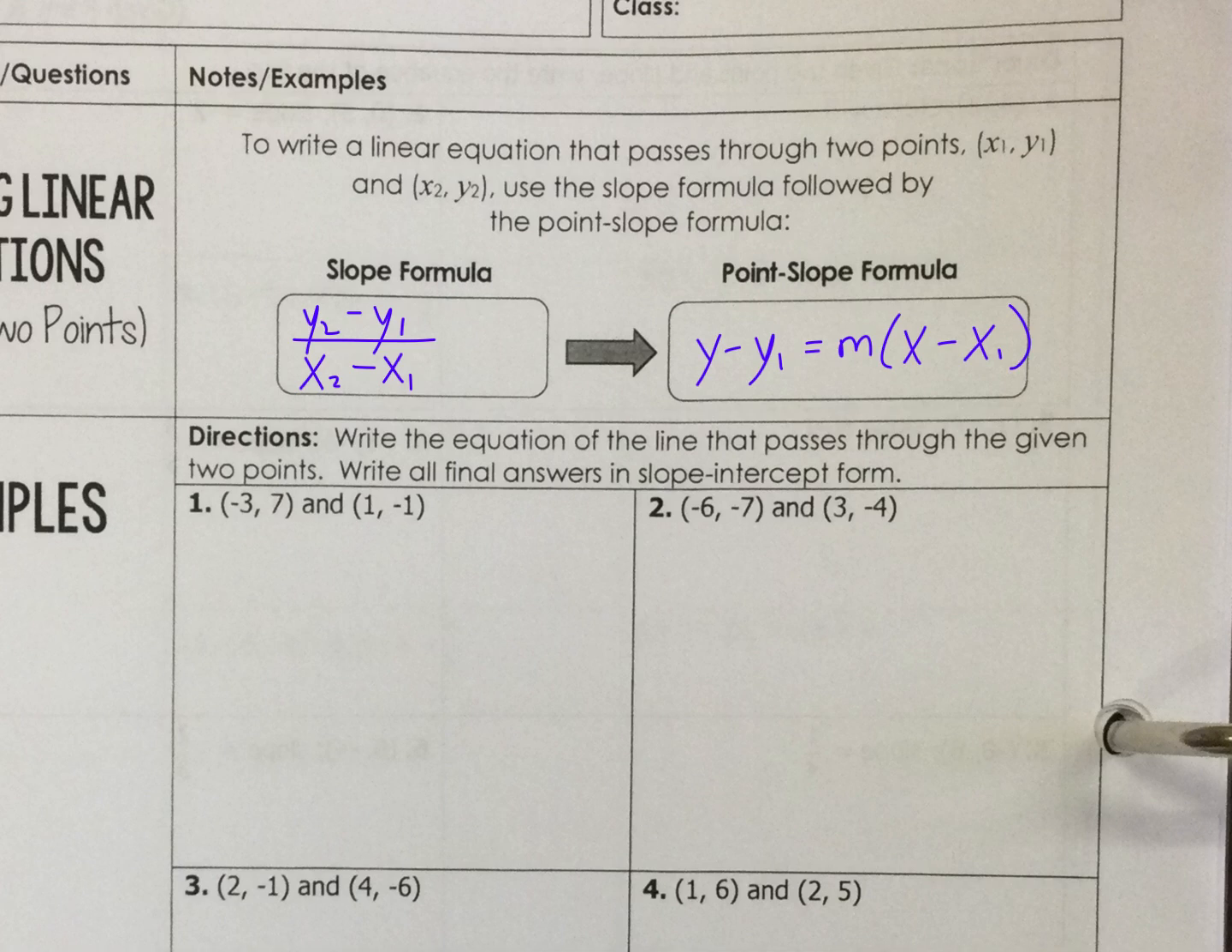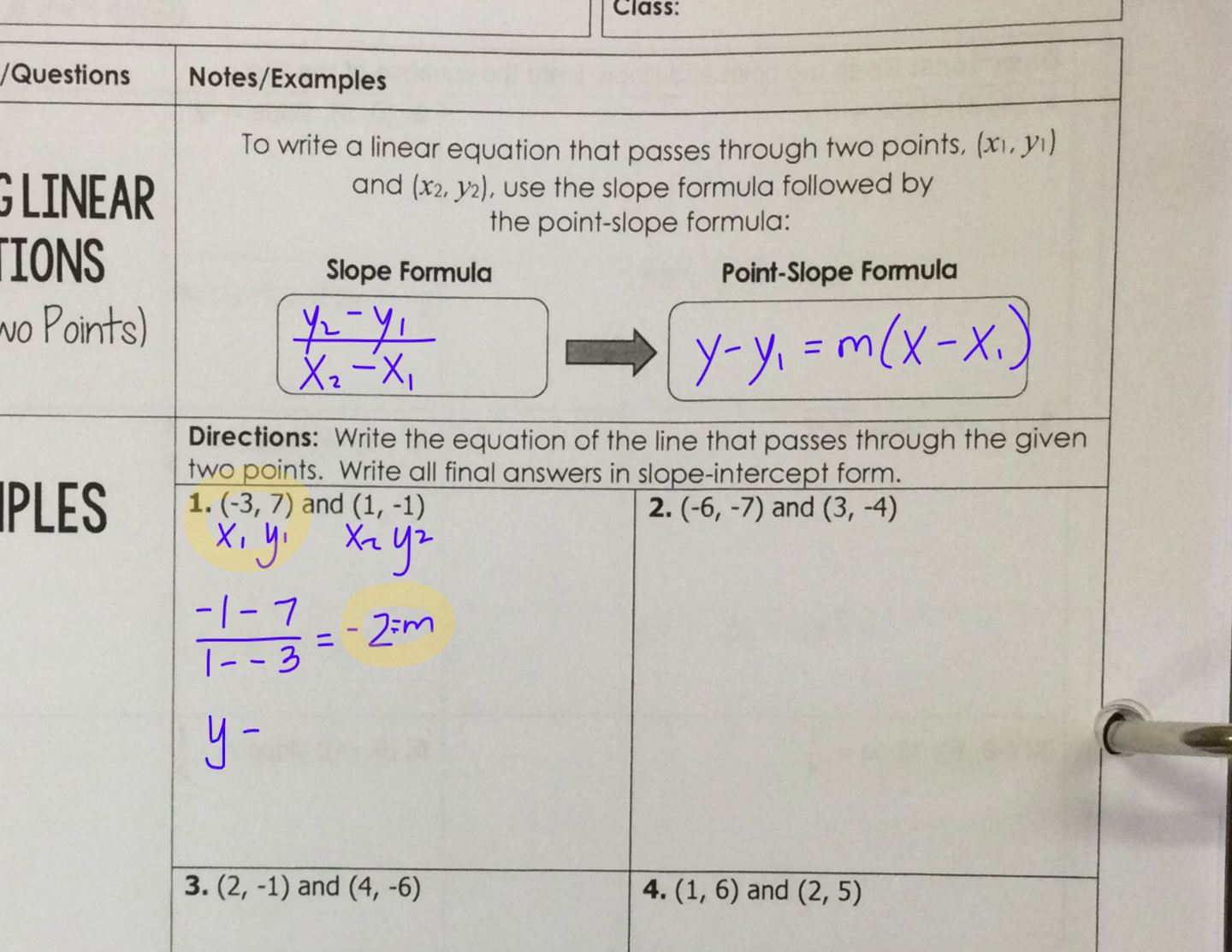All right, so I have x1, y1, x2, y2. First, I'm going to find the slope of those 2 points. Negative 1 minus 7 over 1 minus negative 3. When I type that in my calculator, I get negative 2. Now I have an m. So now I have the information I need to put into my point slope formula.